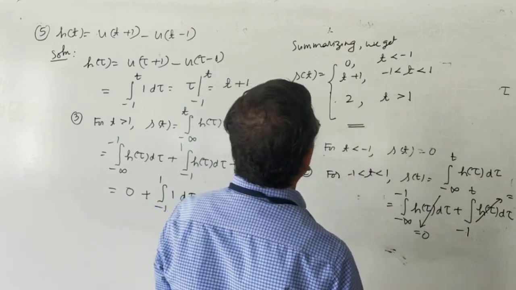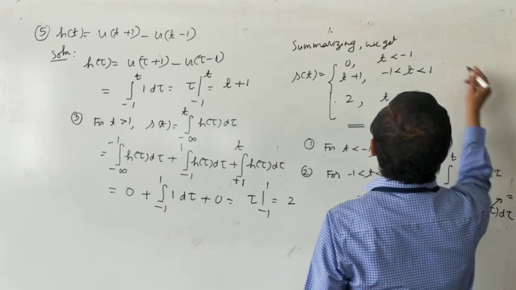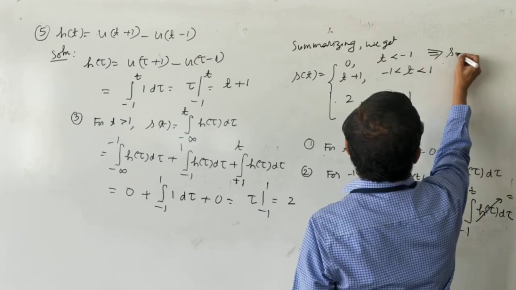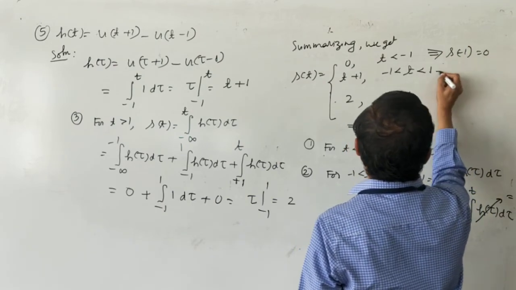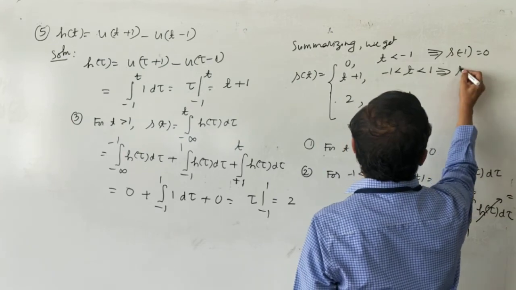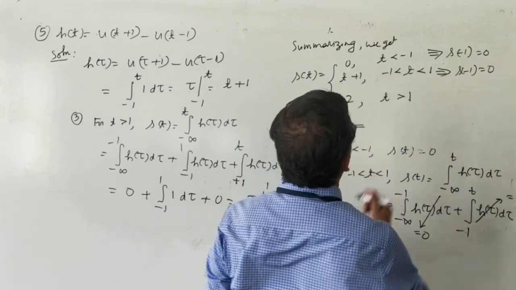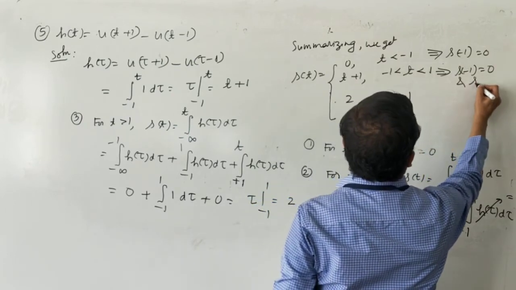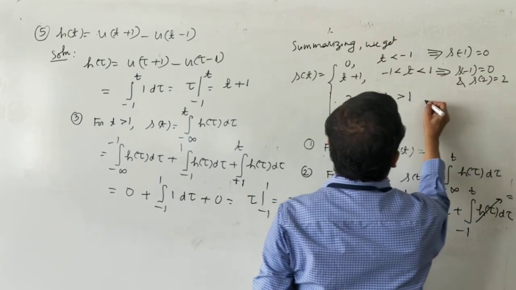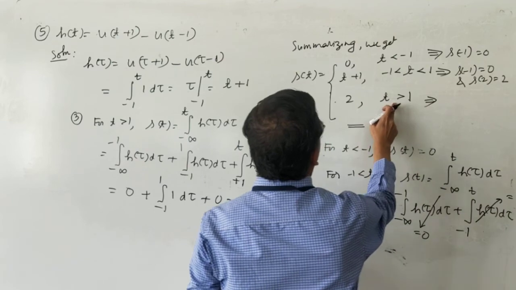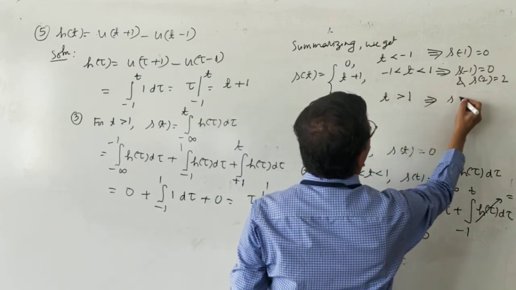If somebody puts a question at t equal to minus 1, what is the value? See, S of minus 1 is 0 here. In this equation, put t equal to minus 1, you get 0. Minus 1 plus 1 is 0. You put t equal to 1, what is S of 1? It is 2. From this expression, for t greater than 1 also, the value is 2.